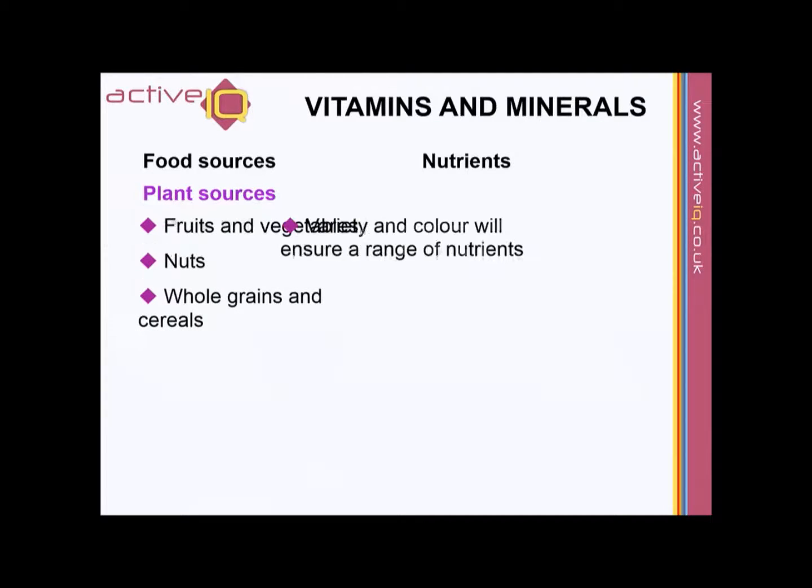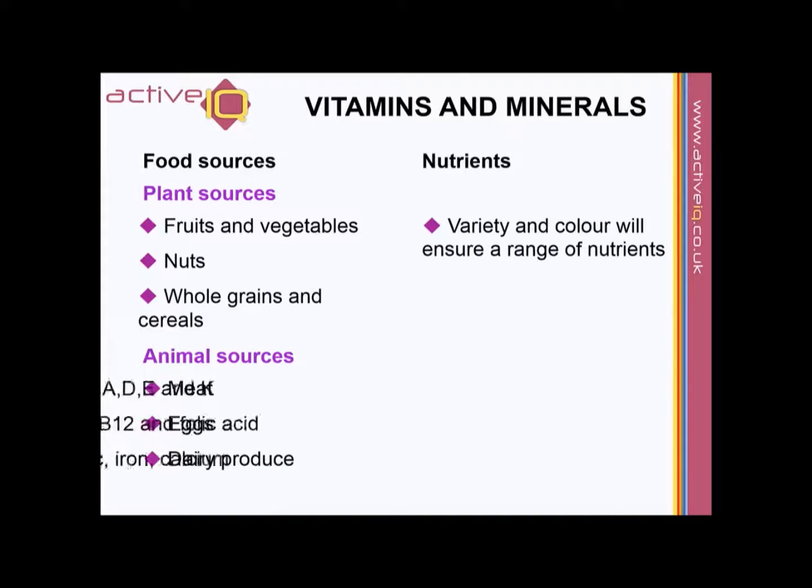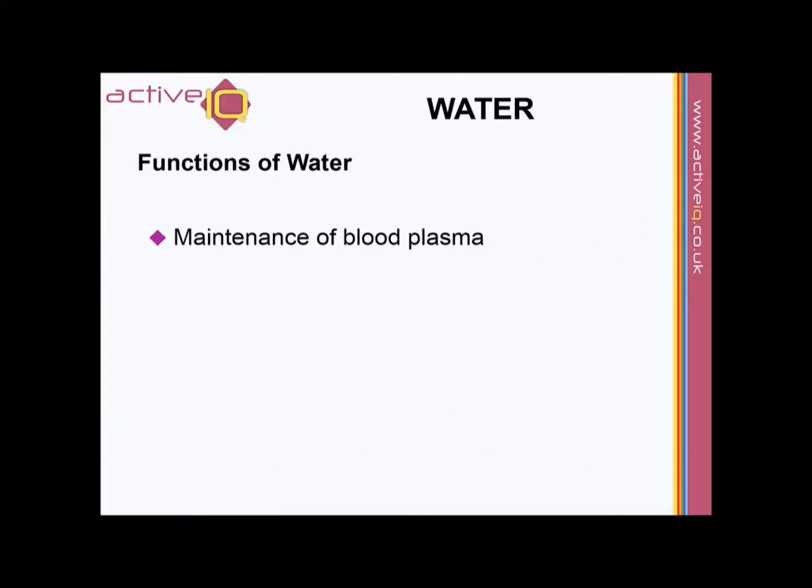So vitamins and minerals now. Food sources for plant sources such as fruits and vegetables, nuts and whole grains. And variety and colour will ensure a range of nutrients. Animal sources: meat, eggs and dairy produce, and vitamins A, D, E and K, vitamin B6, B12 and folic acid, zinc, iron and calcium.